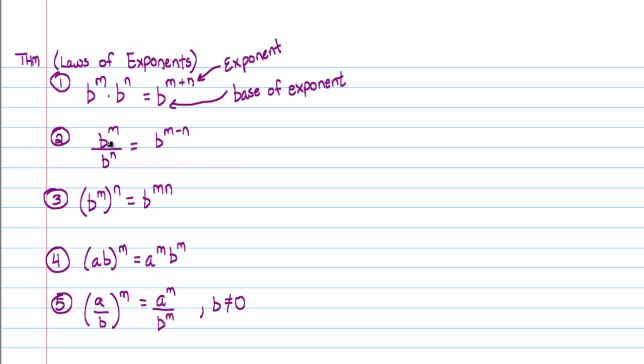The second law says that b to the m over b to the n is b to the m minus n, and so on and so forth. You can read through all of these. Please note on the last law down here, it assumes that b is not equal to 0. If it were equal to 0, you'd be dividing by 0. Let's go ahead and at least prove the first one. We might prove all of them if I feel like it. The first one being that b to the m times b to the n is equal to b to the m plus n. So here we go with the proof.